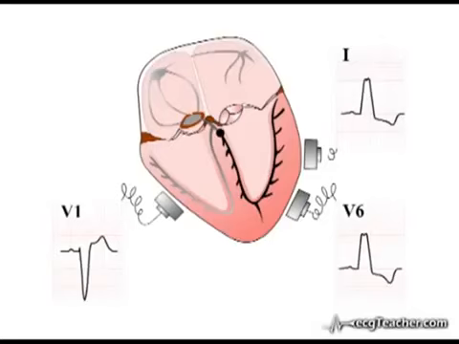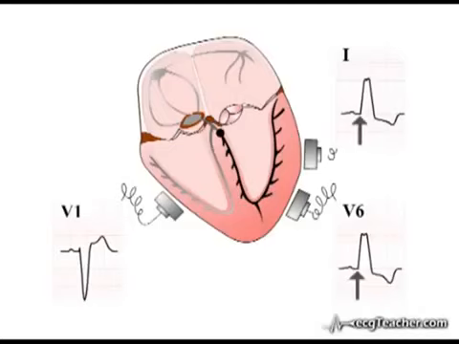However, this is left bundle branch block, as the QRS complex is broad and predominantly positive in the left-sided leads, leads 1 and V6. An overall negative QRS complex with a deep, wide S wave in the right-sided chest lead V1 is also consistent with the diagnosis.